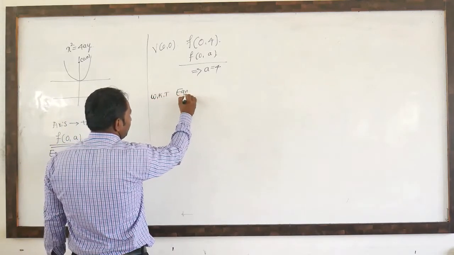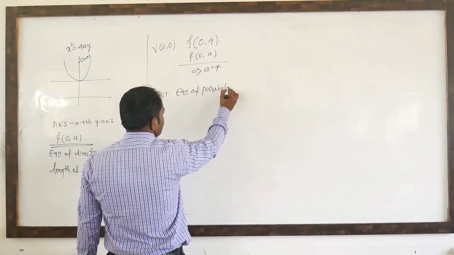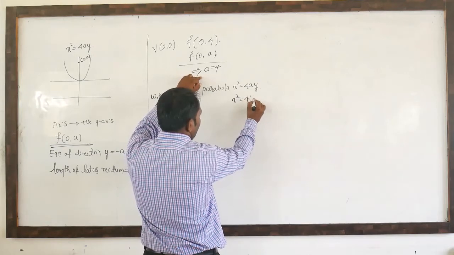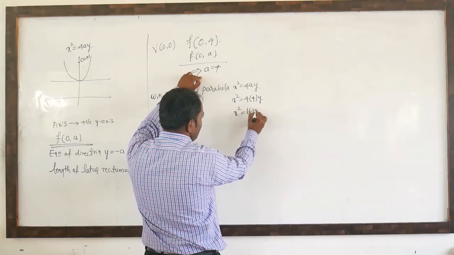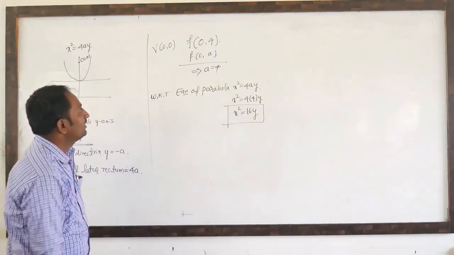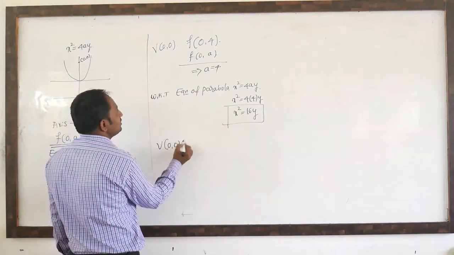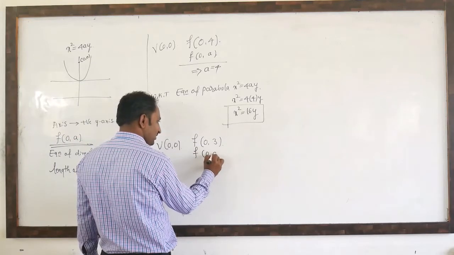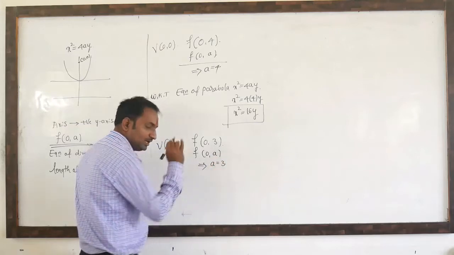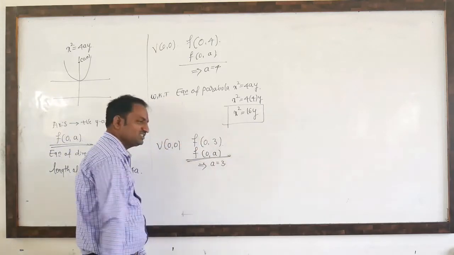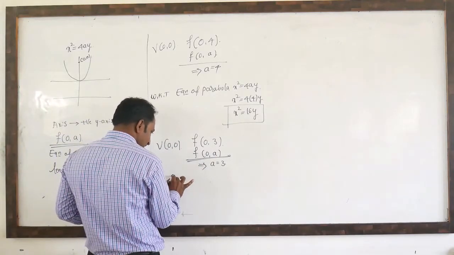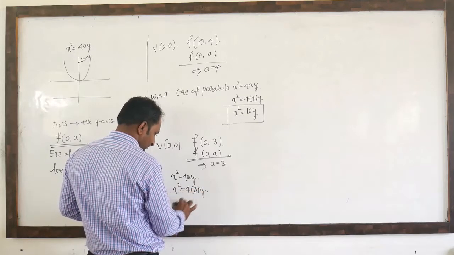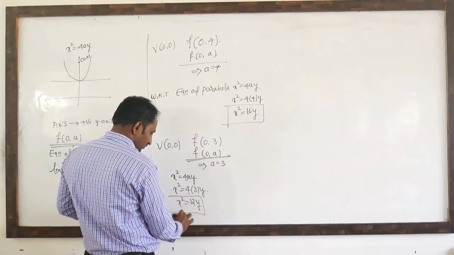We know that the equation of parabola is x square is equal to 4ay. Substitute the a value: x square is equal to 4 into 4y, x square is equal to 16y is the equation of parabola. Here consider another problem. P of 0 comma 0 and focus point 0 comma 3. Compare with the general form F of 0 comma a, a is equal to 3. The equation of parabola is x square is equal to 4ay, so x square is equal to 4 into 3 into y, x square is equal to 12y is the equation of parabola.